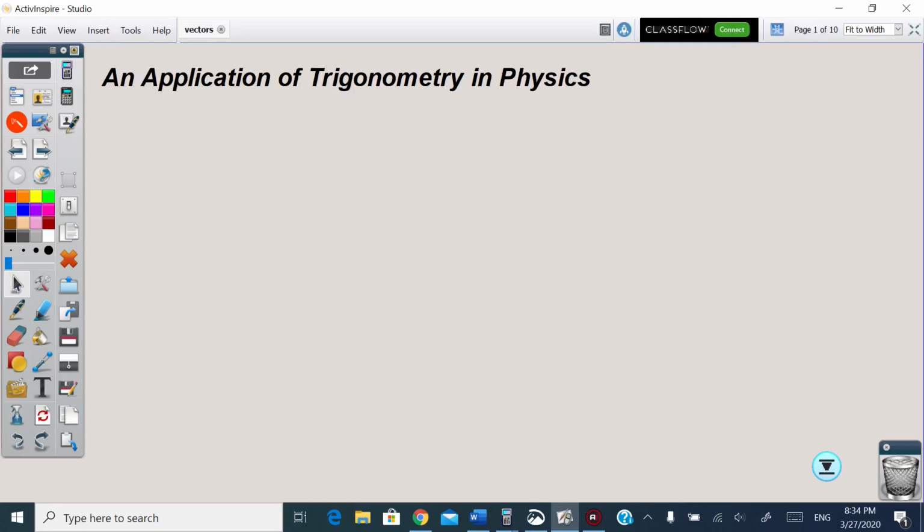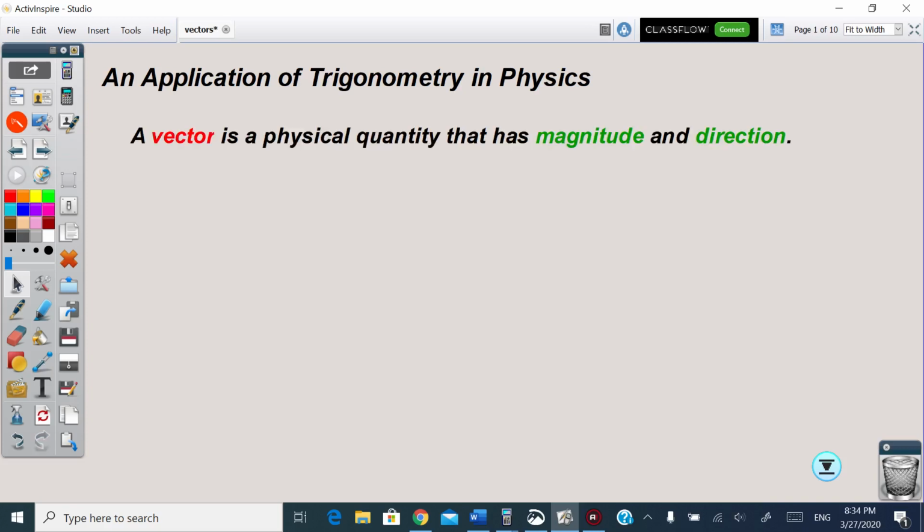And now we come to the last lesson in this unit. We're going to consider some applications of trigonometry in physics. You see, we don't always use trigonometry just to solve triangles. There are other very important applications. First, we need to learn a new word. The word vector in physics means that we're talking about a physical quantity that has magnitude and direction.